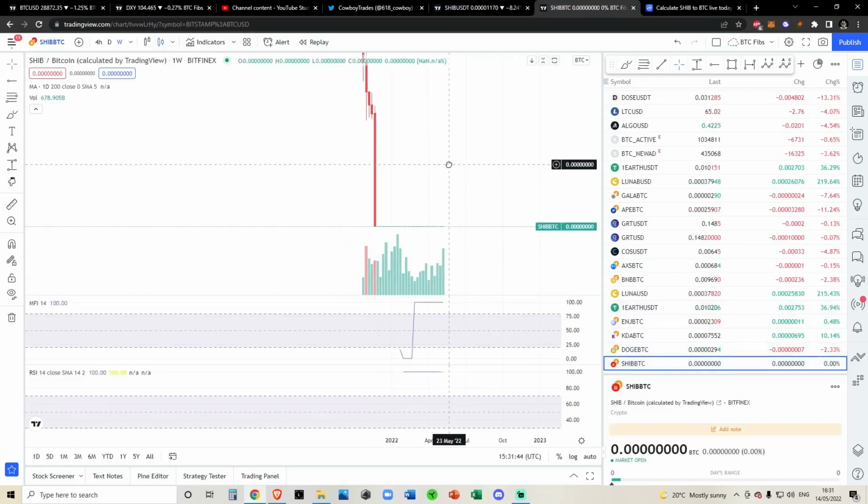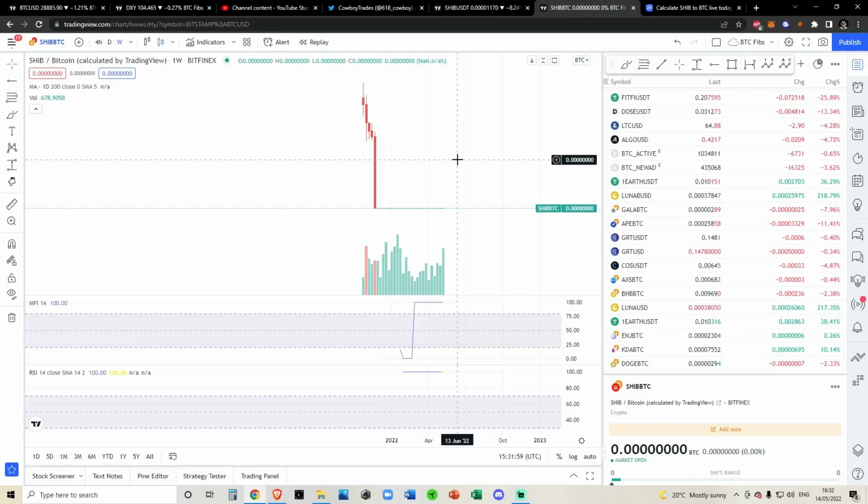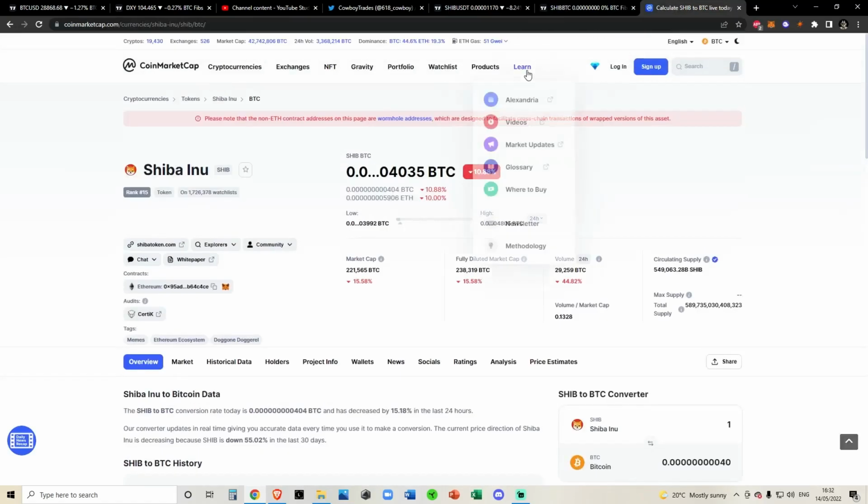And then also, you look at the SHIB BTC pair over on Bitfinex, and I'm pretty sure we literally went from 0 to 100, and the price is just completely flat. So for some reason, TradingView does not want people to look at the SHIB BTC pairs. So unfortunately, we're going to be having to look at SHIB BTC over on CoinMarketCap.